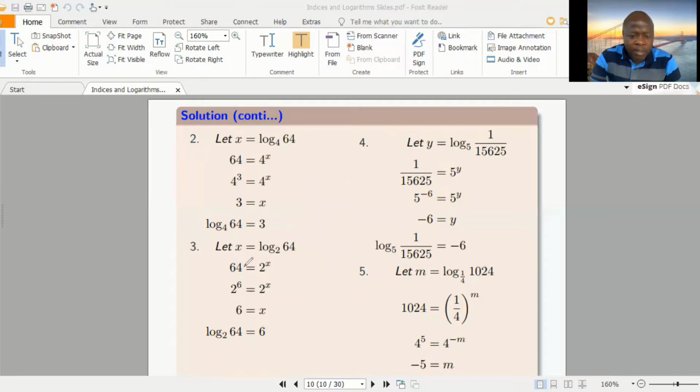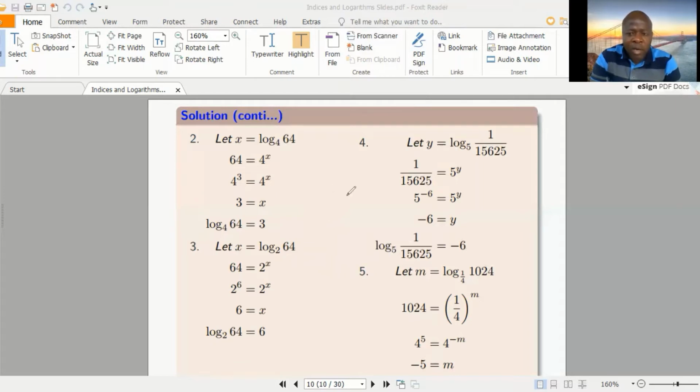So that means this statement is the same as this, in index form: 2 raised to 6 is equal to 2 raised to x. Now the bases are the same, so that means you can equate the powers. It's very easy. Let's look at the next example.